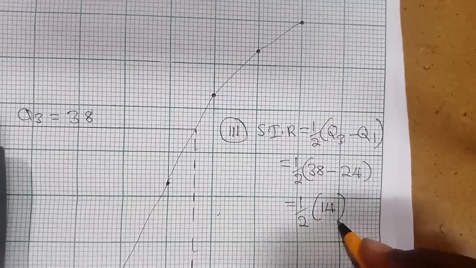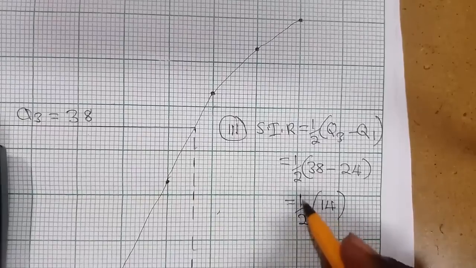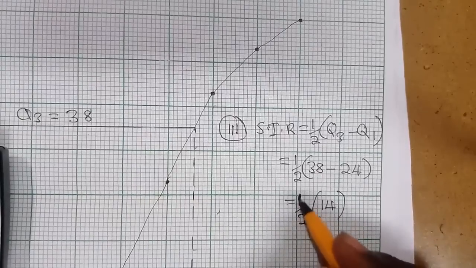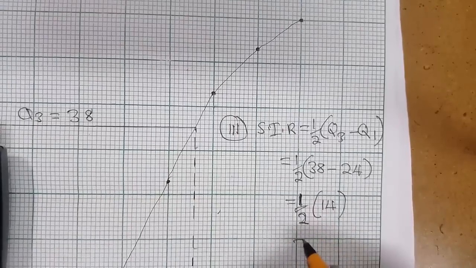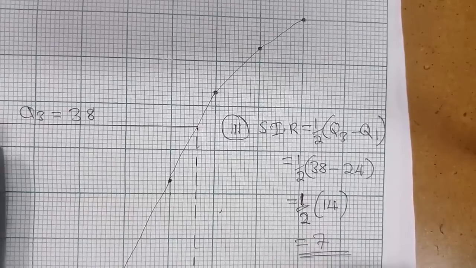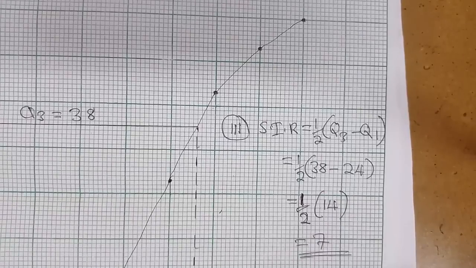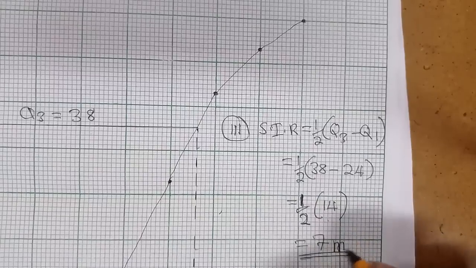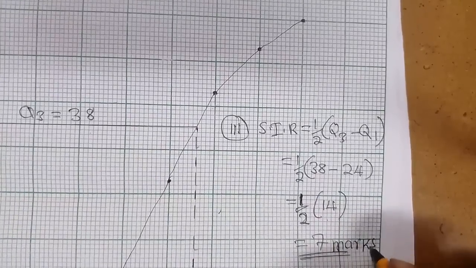It's 14 there. Half of 14. So you multiply 1 over 2 times 14. You're going to get 7. So this is your answer. 7 what? On the x-axis we add the marks. So it's 7 marks.